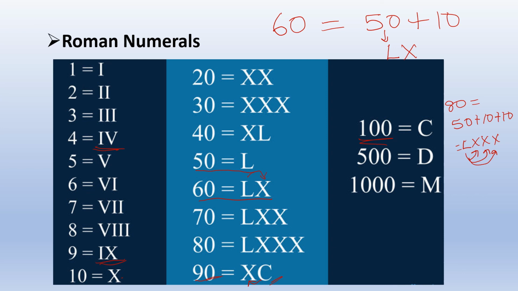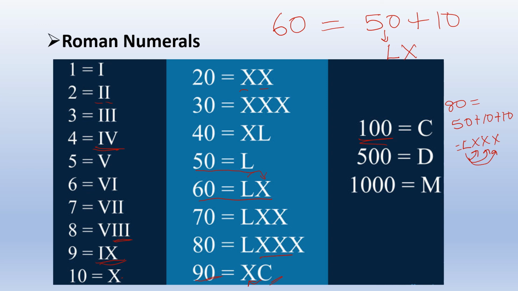So the rules for the system are: if a symbol is repeated, its value is added as many times as it occurs. If you look into this II, that means it is equal to 2. If you look into 20, can you see here? XX. That means 10 plus 10, which is 20. Okay, 30 is the same as XXX. And the next rule is, a symbol is not repeated more than 3 times. You would have already seen here. Can you see here? I. How many times has I been repeated? I is repeated 3 times.